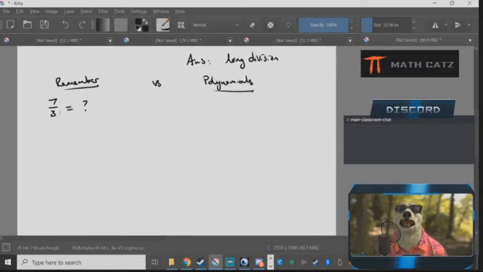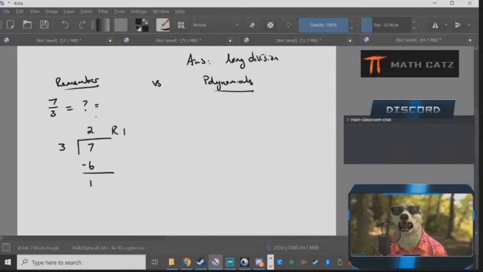Well, this is equivalent to 7 divided by 3. So that means 7 is inside the house, 3 is outside the house. I'm dividing 3 into 7. Then I go, 3 goes into 7 how many times? 2 times. 2 times 3 is 6. That's how much I've used. I take that away. I have 1. And that is what we call the remainder.